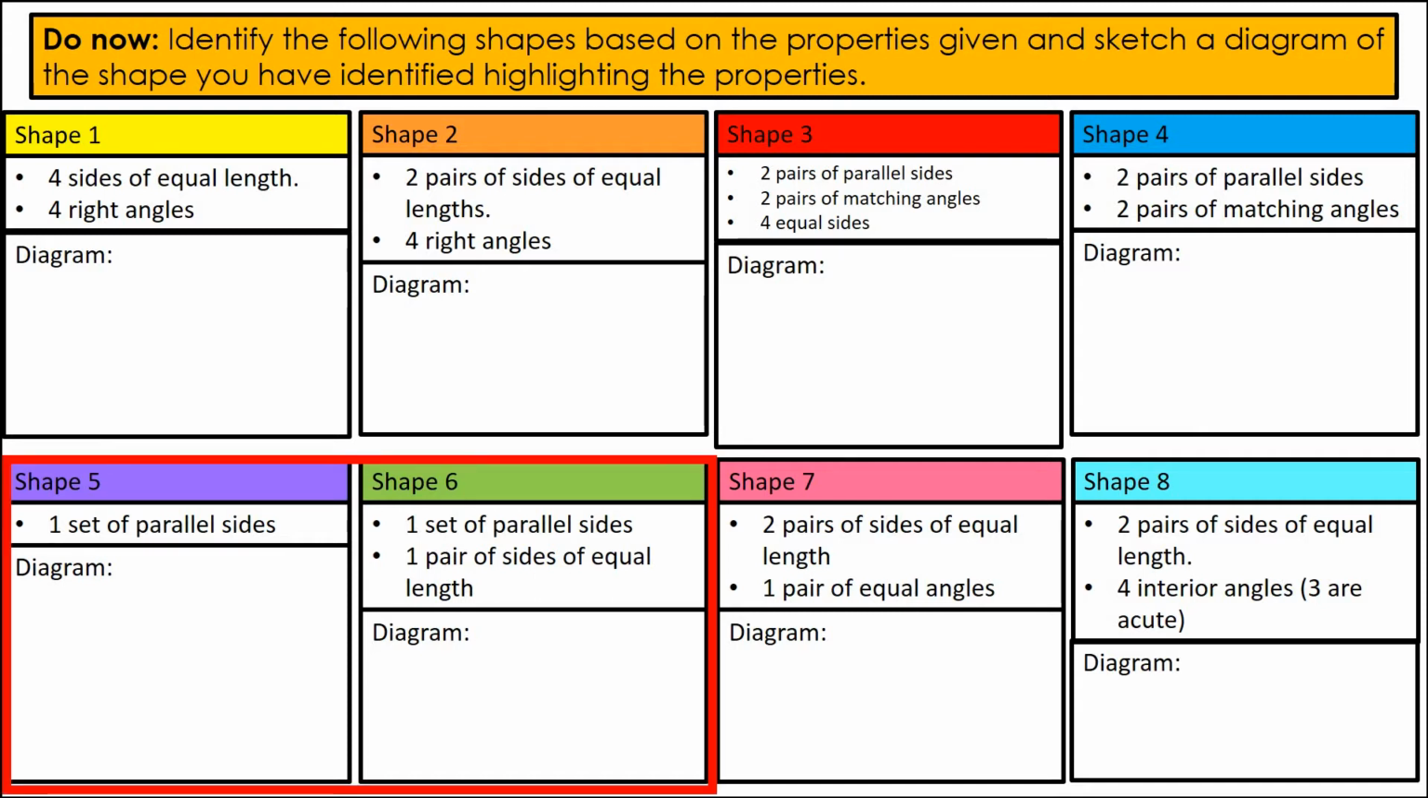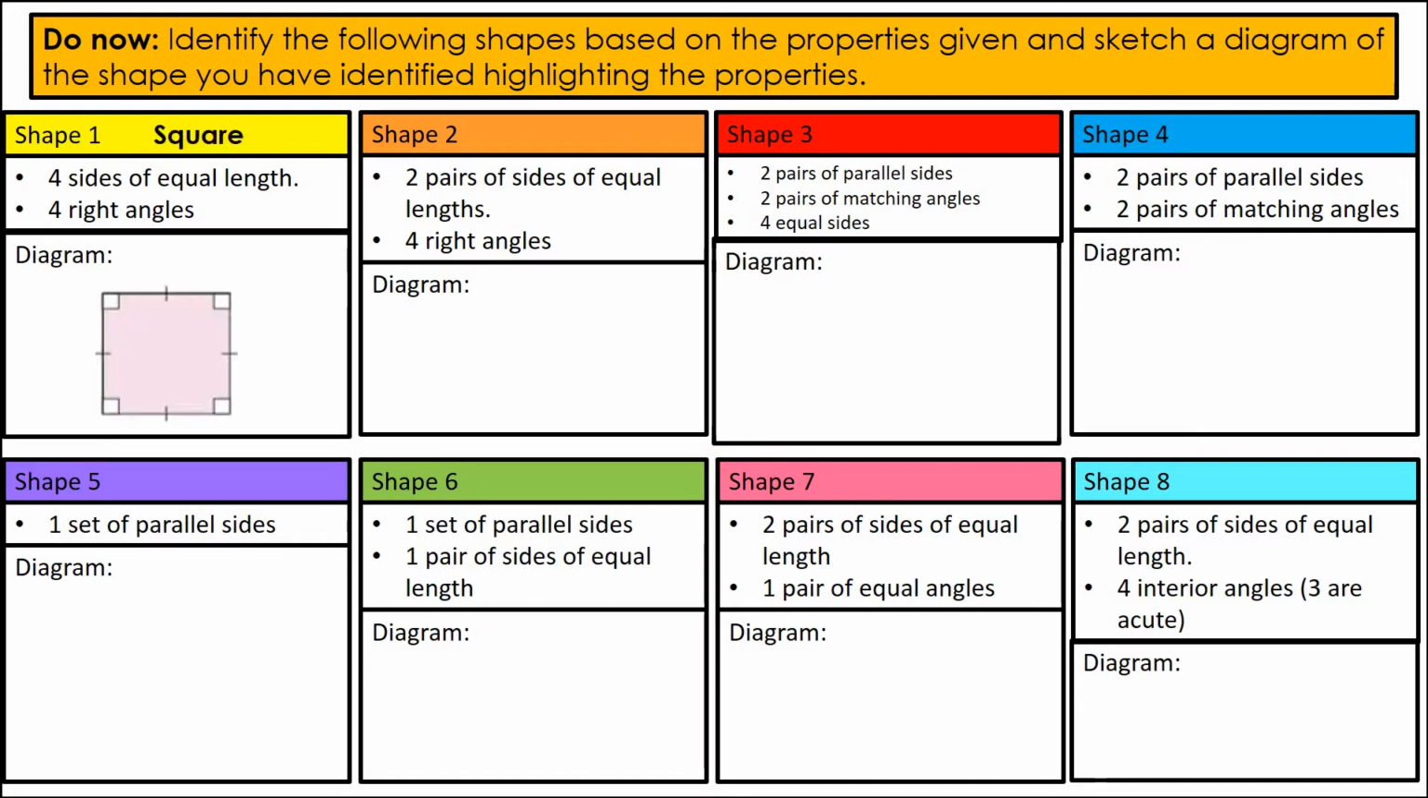So shape 1 is clearly a square, and there's a diagram. Notice the lines on the sides there mean that those sides are all the same length. Shape 2 is clearly a rectangle. It's got one line on for the two top and bottom sides because they're equal, and a different line, two lines together, showing the other two sides are opposite and equal.